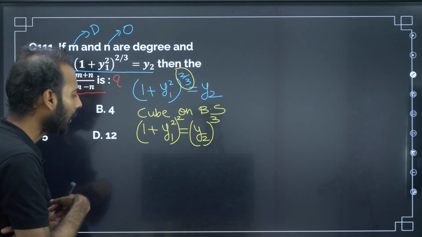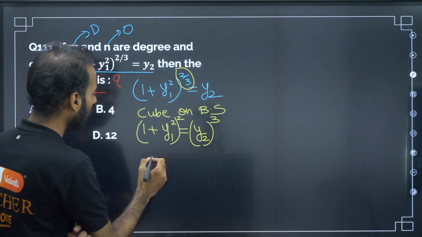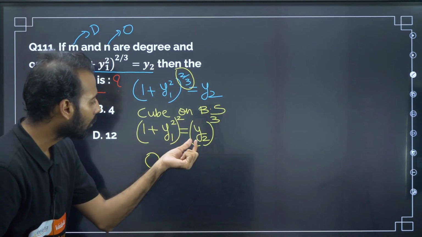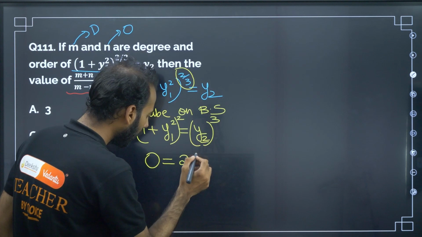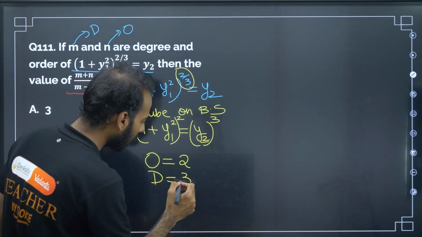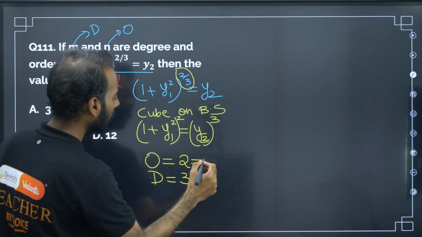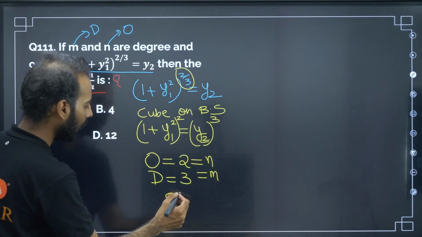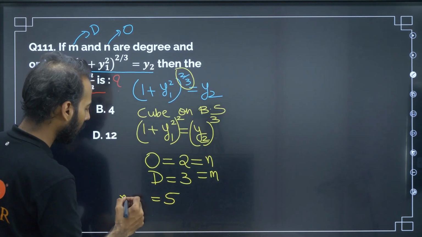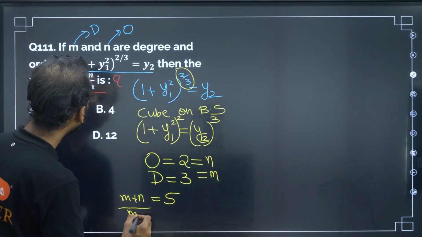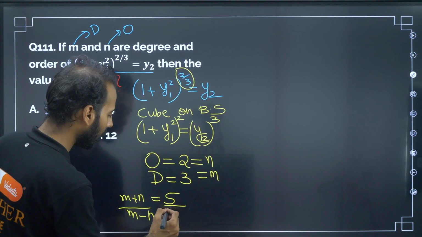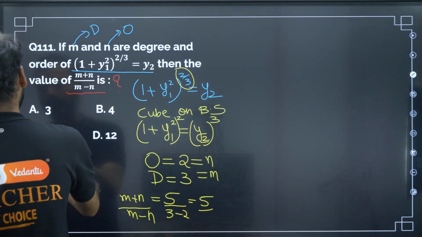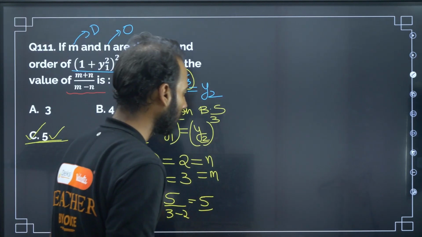Now see here, what is m? M is the order. Order is the highest order derivative. If I observe, the order is 2 and its degree is 3. That means order here they are denoting with n and degree is m. So m plus n is 5, m minus n is 3, so 5 is the answer. Is there any option like 5? Yes, C is the answer. Moving on to the next question.